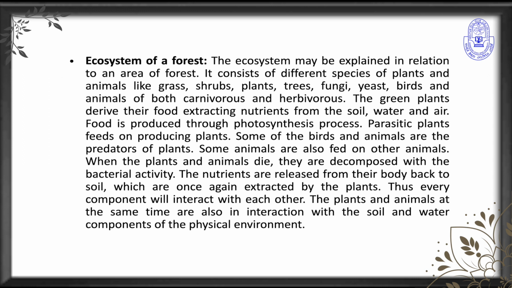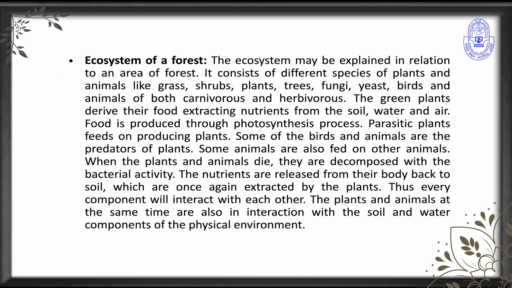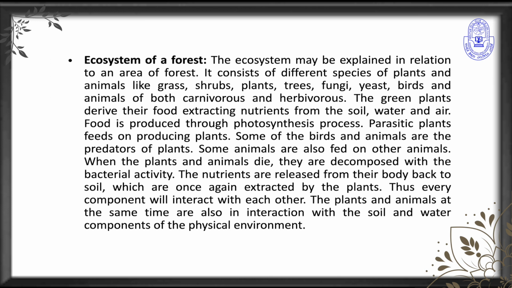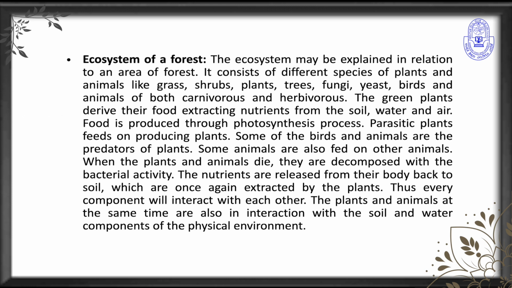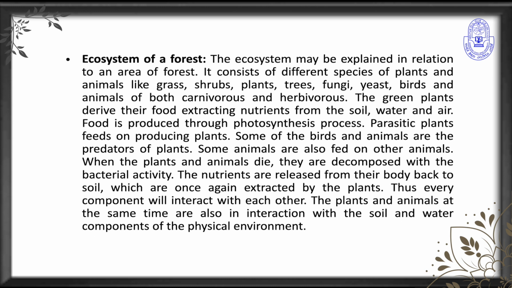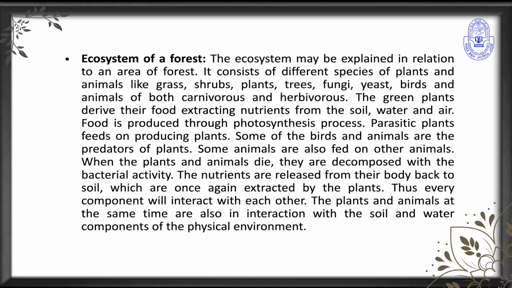Parasitic plants feed on food-producing plants. Some of the birds and animals are the predators of plants. Some animals are also fed on the other animals. When the plants and animals die, they are decomposed by bacterial activity. The nutrients are released from their body back to soil, which are once again extracted by the plants. Thus, every component will interact with each other.